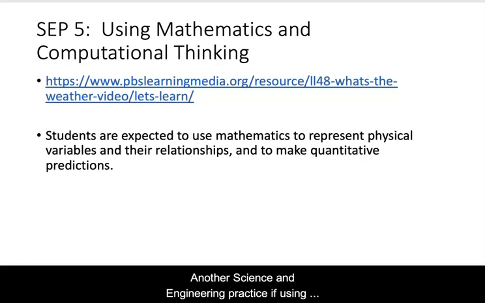Another science and engineering practice is using mathematics and computational thinking. Now I know what you're thinking. How am I going to get my 1st grader to think computationally? I felt the same way. Students are expected to use math to represent physical variables and the relationships and to make quantitative predictions.